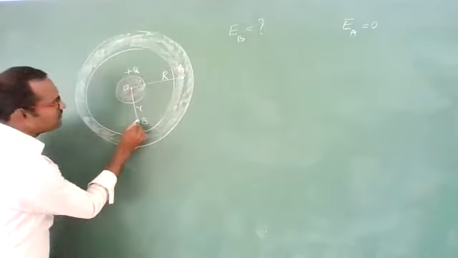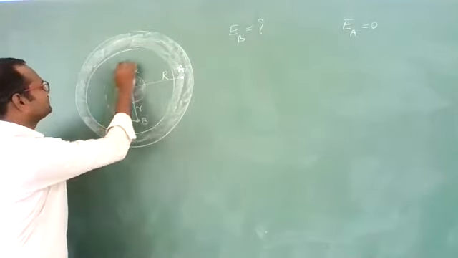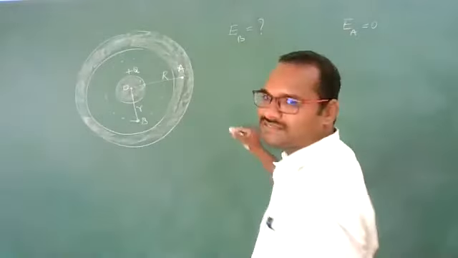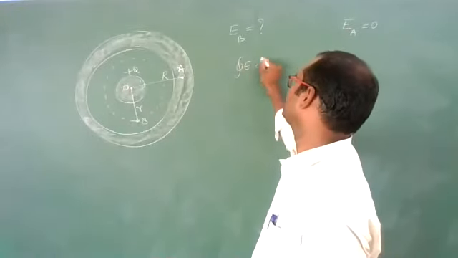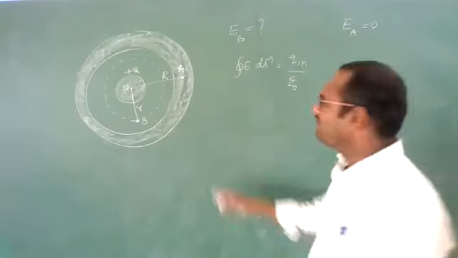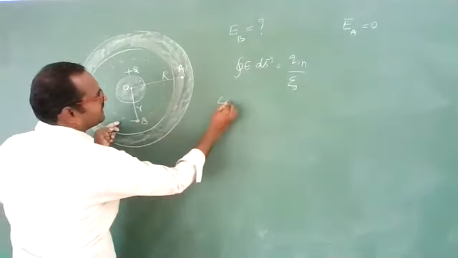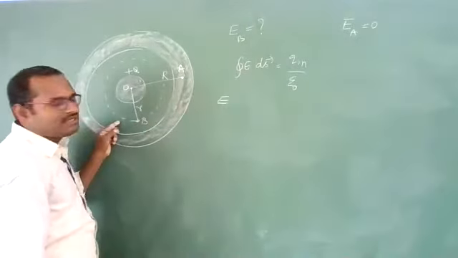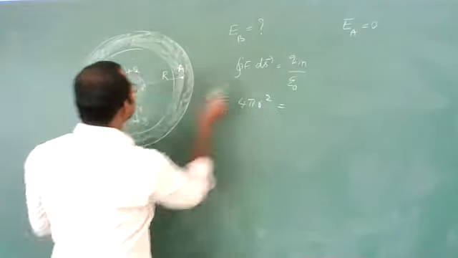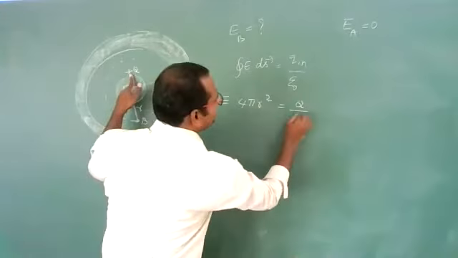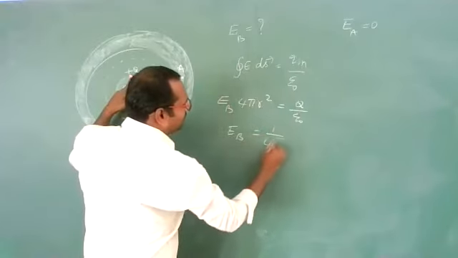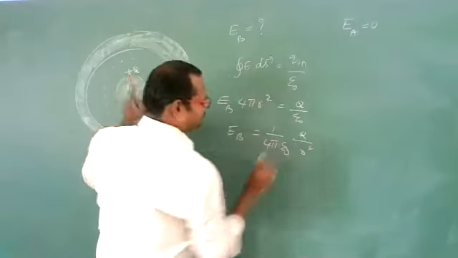See students, where you want electric field, draw one Gaussian surface. According to Gauss law, surface integral of electric field over a closed surface can be written as Q inside by epsilon naught. Here, electric field on this Gaussian surface is equal, so it can be taken out of the integration. Surface integration of this Gaussian surface can be written as 4 pi r square, equal to Q inside, which is plus Q. So Q by epsilon naught. Then electric field at point B can be written as 1 by 4 pi epsilon naught Q by r square.